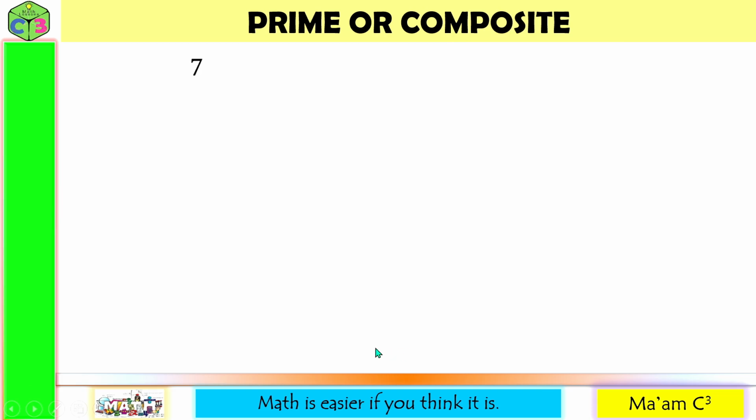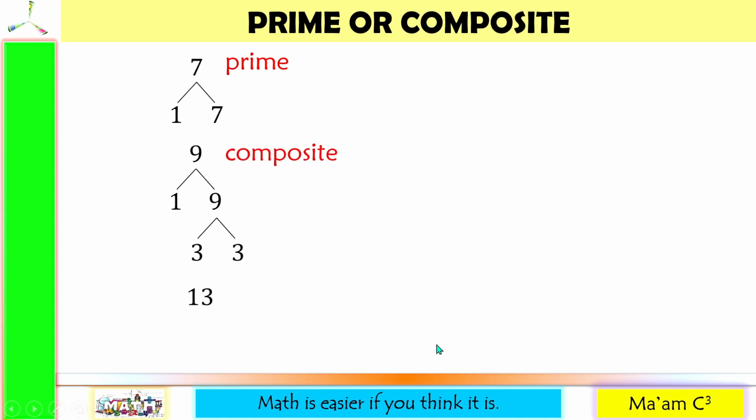Let's start with 7. The factors of 7 are 1 and 7. No other factors except 1 and itself, therefore 7 is prime. Let's have 9. 9 is a product of 1 and 9. And 9 here can also be expressed as a product of 3 and 3. Since there are other factors except 1 and itself, then 9 is composite. Let's have 13. 13 is a product of 1 and 13. No other numbers. Therefore, 13 is prime.